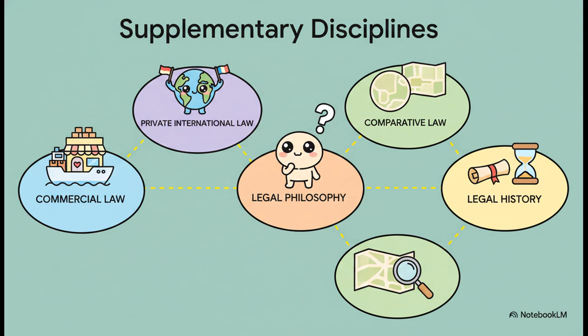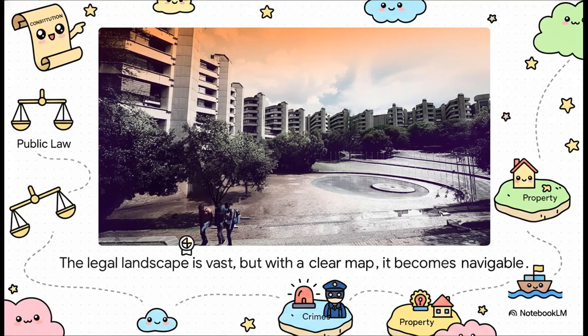Then we have the more academic stuff. Legal philosophy asks those big, deep questions like, what even is law? Comparative law involves studying other countries' legal systems to see if we can learn from them. And finally, legal history is vital for understanding our common law because it shows us where our rules actually came from. And exhale. There you have it.